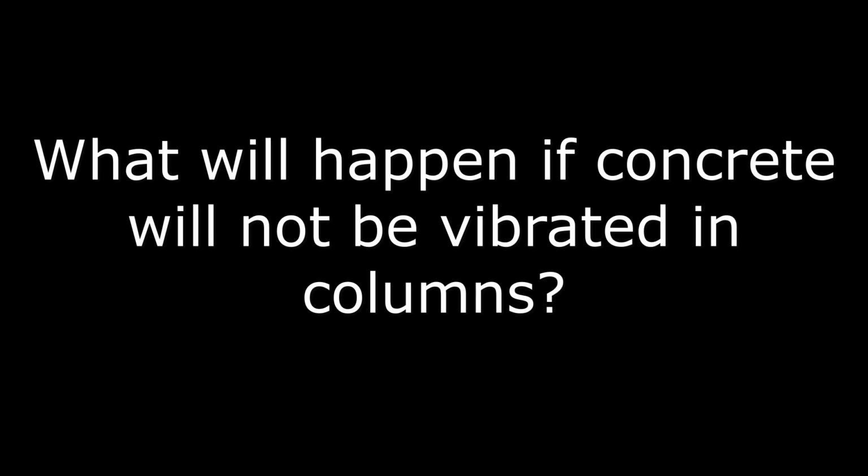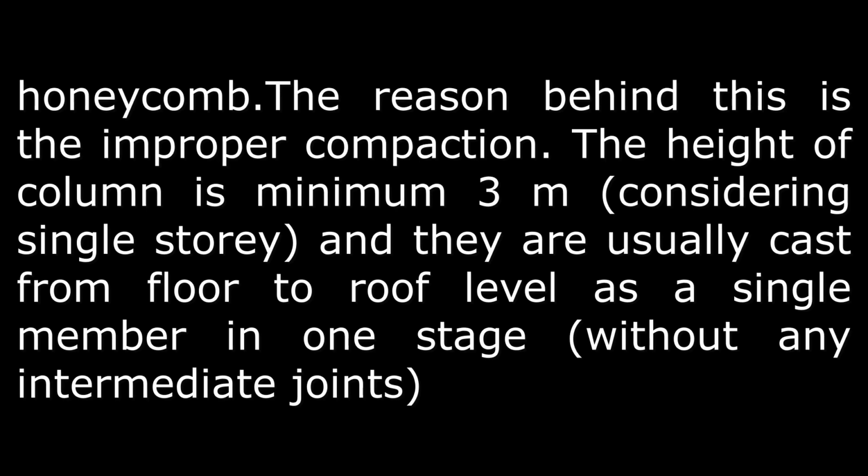What will happen if concrete is not vibrated in columns? Honeycomb. The reason behind this is improper compaction. The height of a column is minimum 3 meters, considering a single story, and they are usually cast from floor to roof level as a single member in one stage, without any intermediate joints.